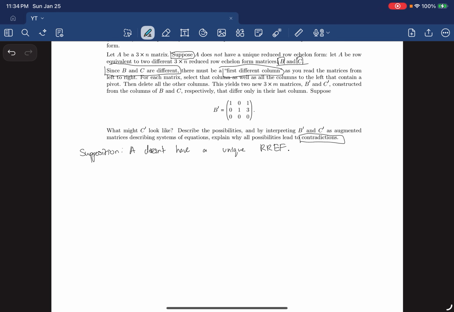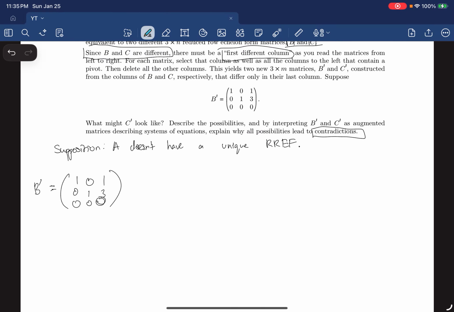Let's see, we notice that B prime is equal to 1, 0, 1, 0, 1, 3, 0, 0, 0, right? And if you augment this, like they say, you want to interpret these as augmented matrices. Then it's going to be 1, 0, 0, 0, 1, 0, augmented with 1, 3, 0.